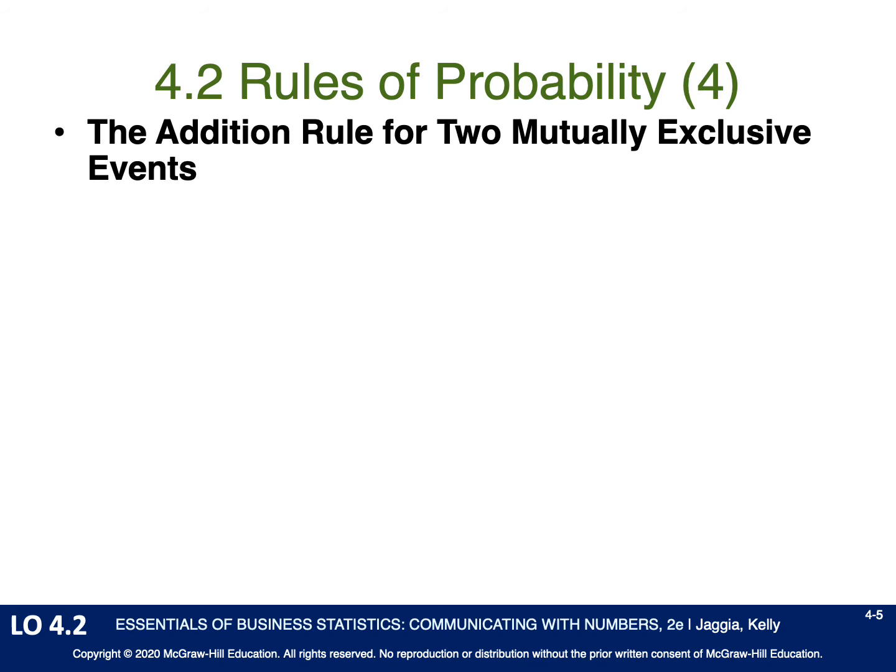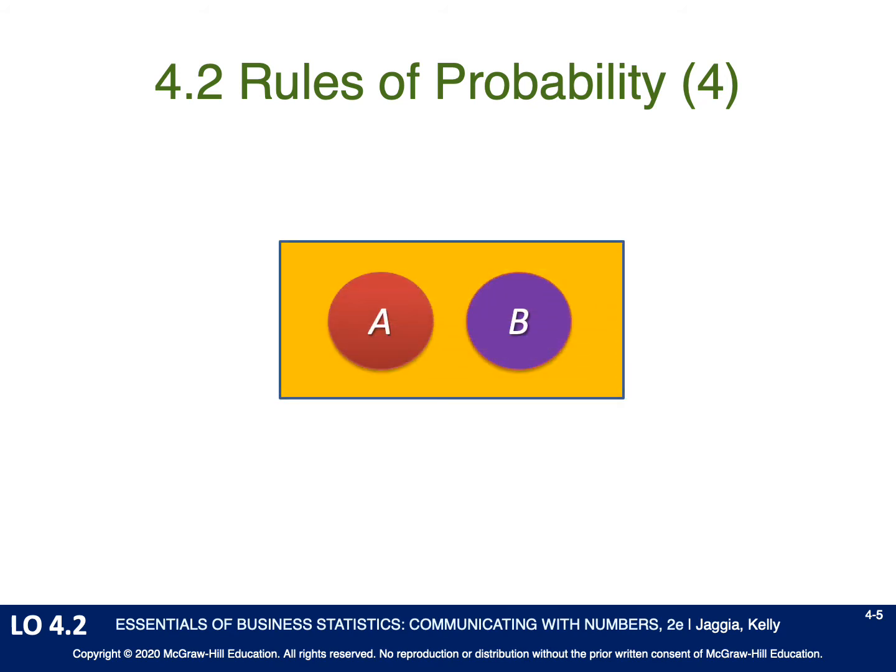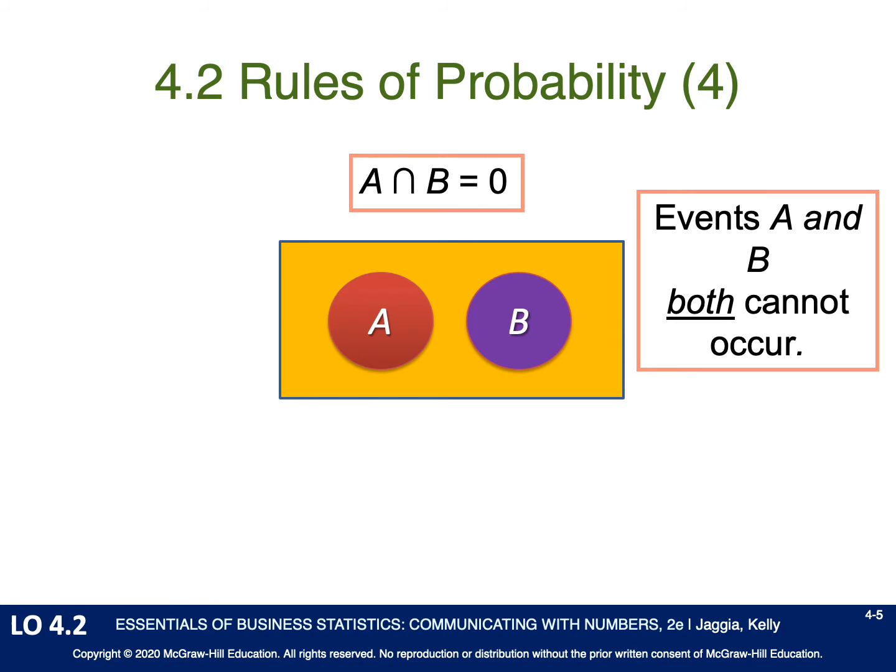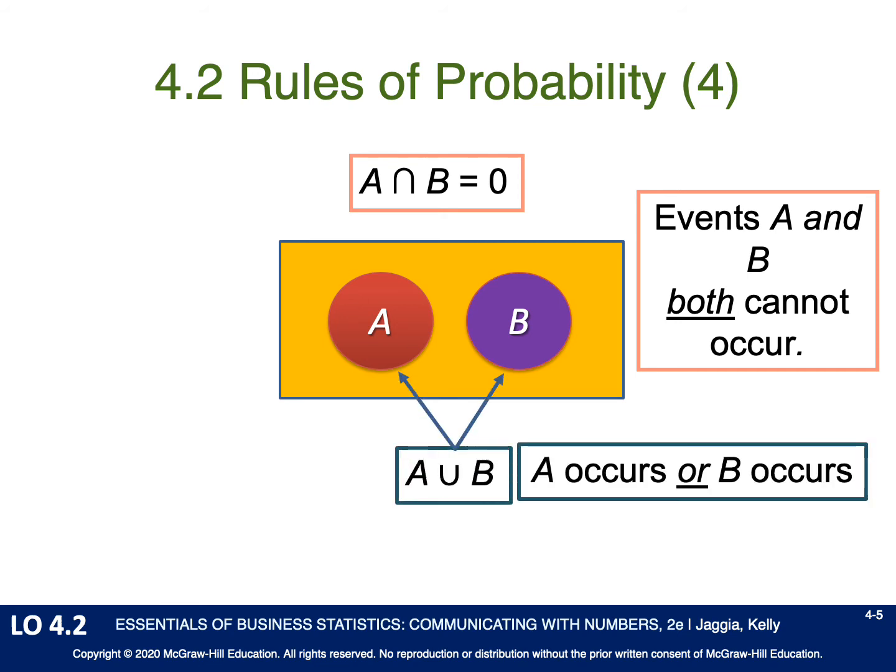Now, if we have two mutually exclusive events, remember mutually exclusive means that if one occurs, the other can't, right? So if A occurs, B can't. If B occurs, A cannot possibly occur. So that means that both of them cannot occur, so the intersection is 0. They don't overlap. You can't have both. But you can still have the union, because that is saying A occurs or B occurs.